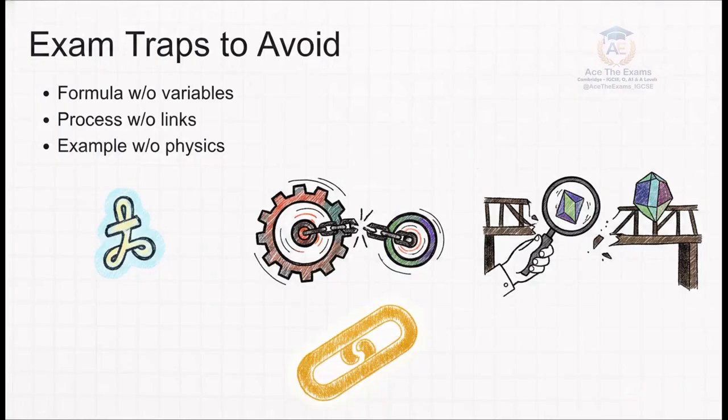Let's actually break those traps down a bit more so you can actively avoid throwing raw, unlinked facts onto the exam page. Trap number 1, writing the correct formula without explaining the variables. Classic mistake. Trap 2, quoting a scientific process without linking it to a physical effect. And trap 3, giving an example but completely failing to show why it actually follows from the physics. Basically, if you catch yourself writing the word without in your head when reviewing your answers, you need to go back and add that missing link.